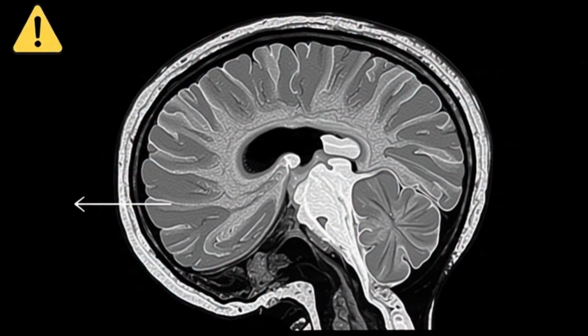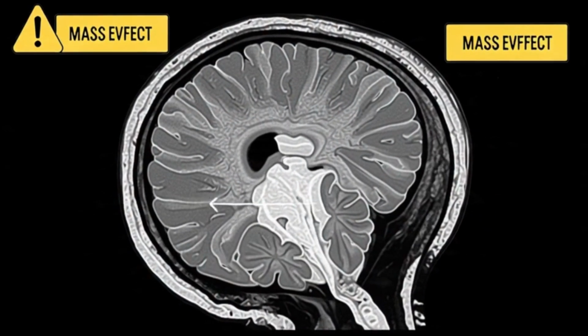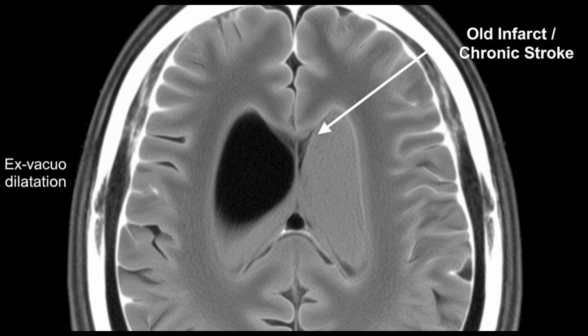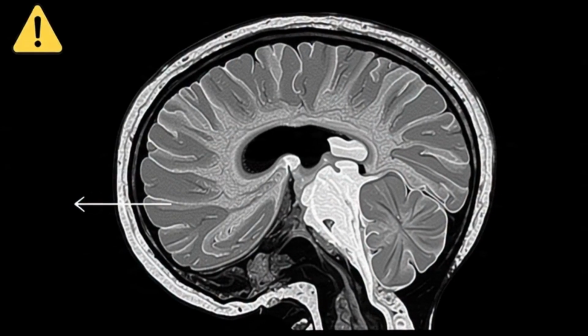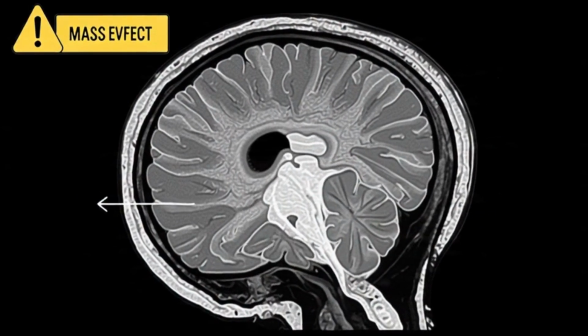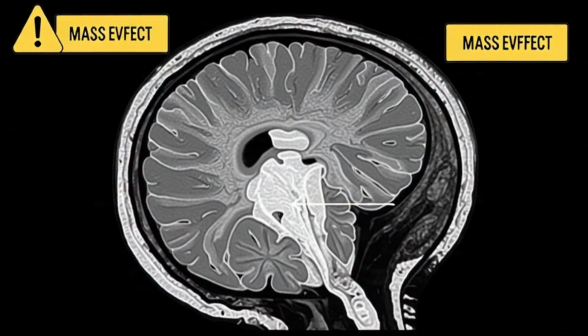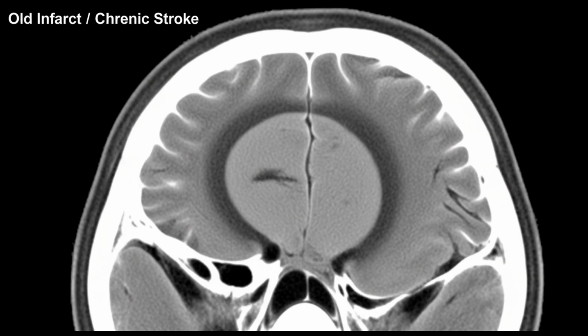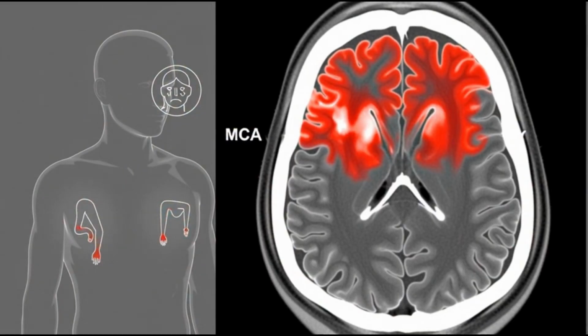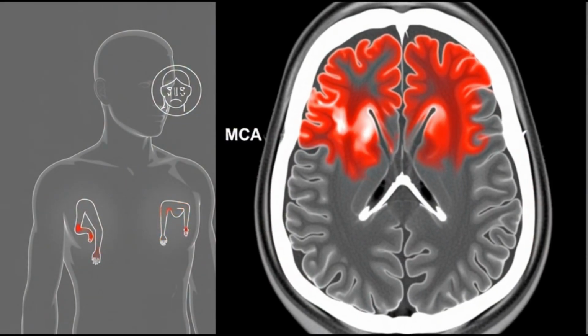Chronic ischemic stroke. In chronic stroke, CT shows well-defined hypodense areas, loss of brain volume, enlargement of adjacent ventricles due to tissue loss. These changes indicate old infarction and permanent damage. Vascular territories in ischemic stroke.